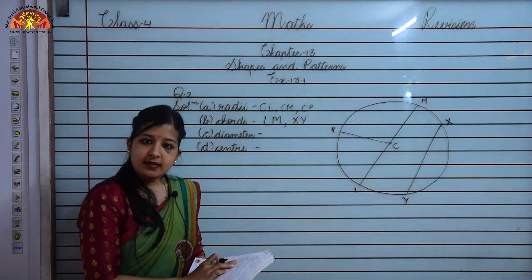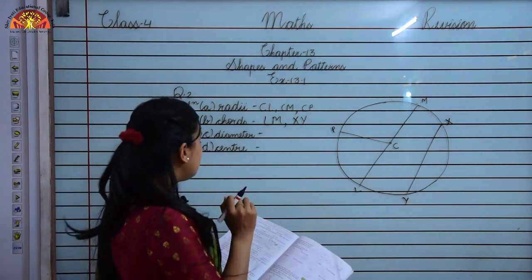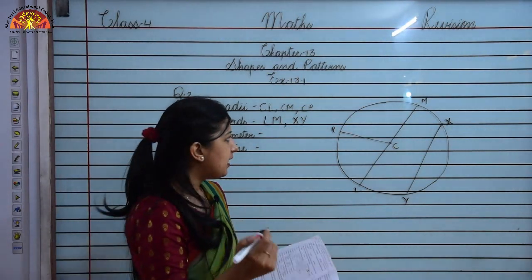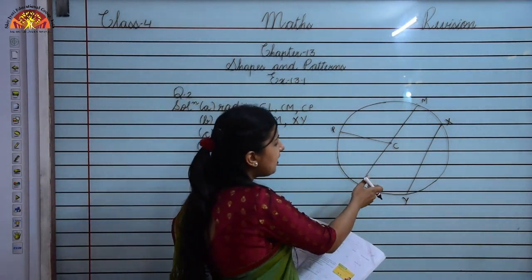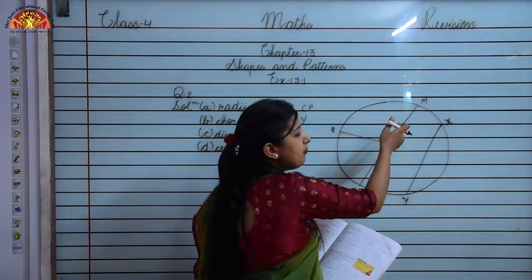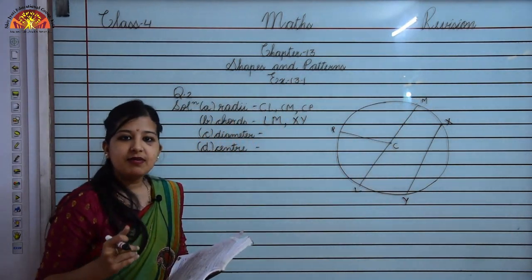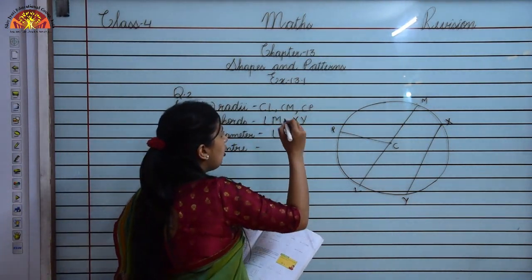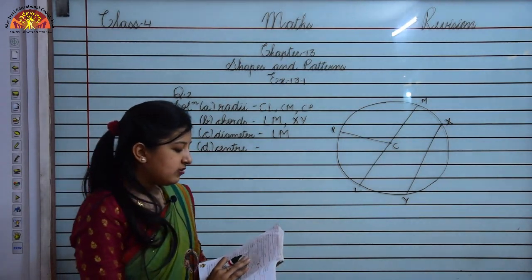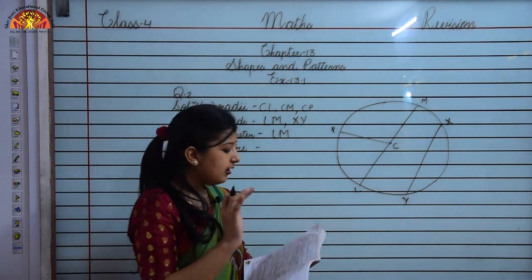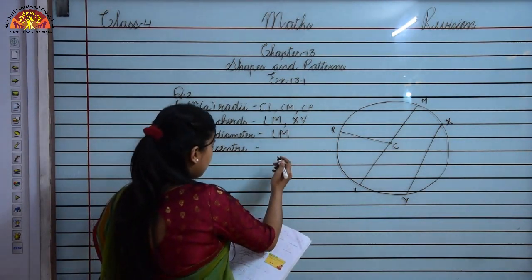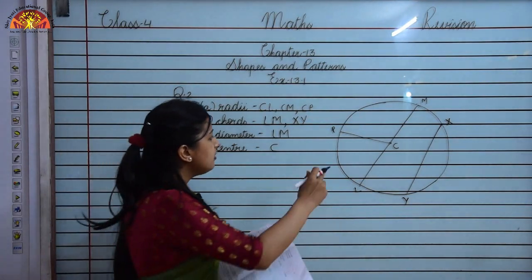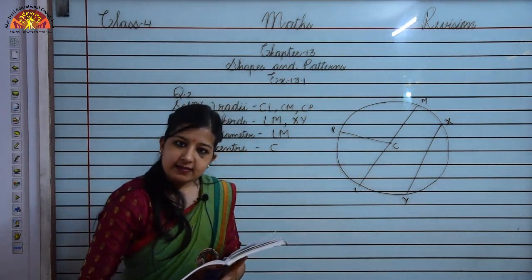Now C part is diameter. So what is diameter, students? Diameter is the line which divides the circle into two equal parts. So which line is dividing the circle into two parts? Here line LM is dividing the circle into two parts. So here LM is the diameter of the circle. Now center. The center of a circle is the center point from which all the distances to the points on the circle are equal. So here C is the center point of the circle.